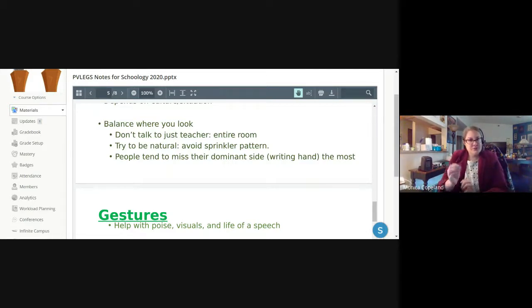You also will sometimes see people who are clearly trying to remember to do eye contact and they'll do a sprinkler pattern. That ends up being kind of distracting. Here's what that looks like. That's where you're like, so my life is an interesting one. I don't even know what to, and then back. So try to avoid that. Most of us tend to miss the side that's on our dominant hand, eye contact wise. So for me, that's my right. So your writing hand is really the side you're going to have to consciously make sure you look to.